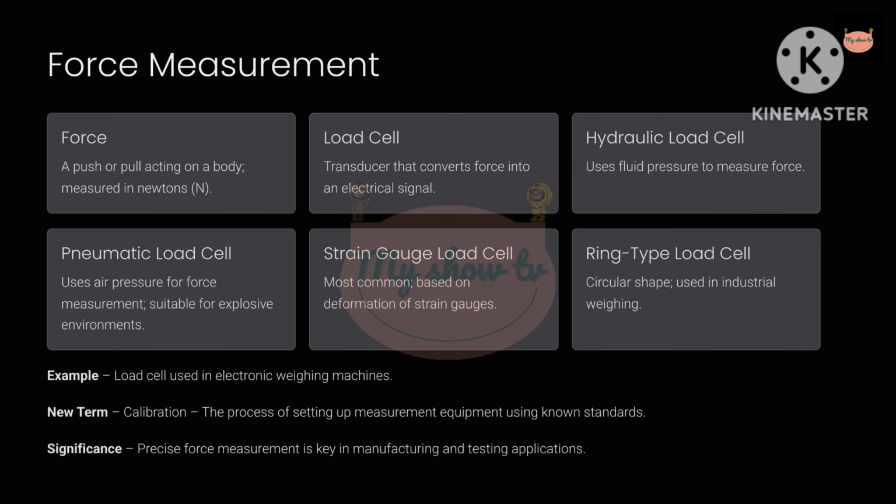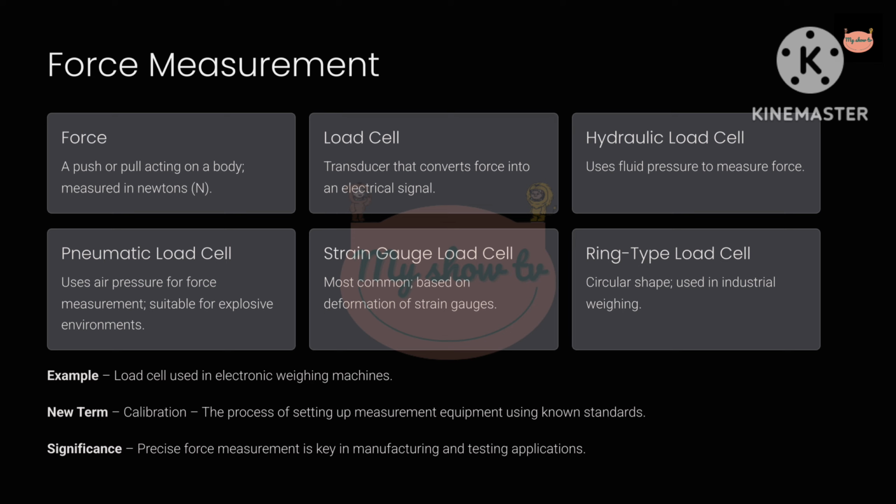Slide 3. Force measurement. Force is defined as a push or pull acting on an object. It is measured in newtons, N. Accurate force measurement is essential in industries for testing, safety, and quality control. The most common tool for force measurement is a load cell. A load cell is a transducer. It converts force into an electrical signal.